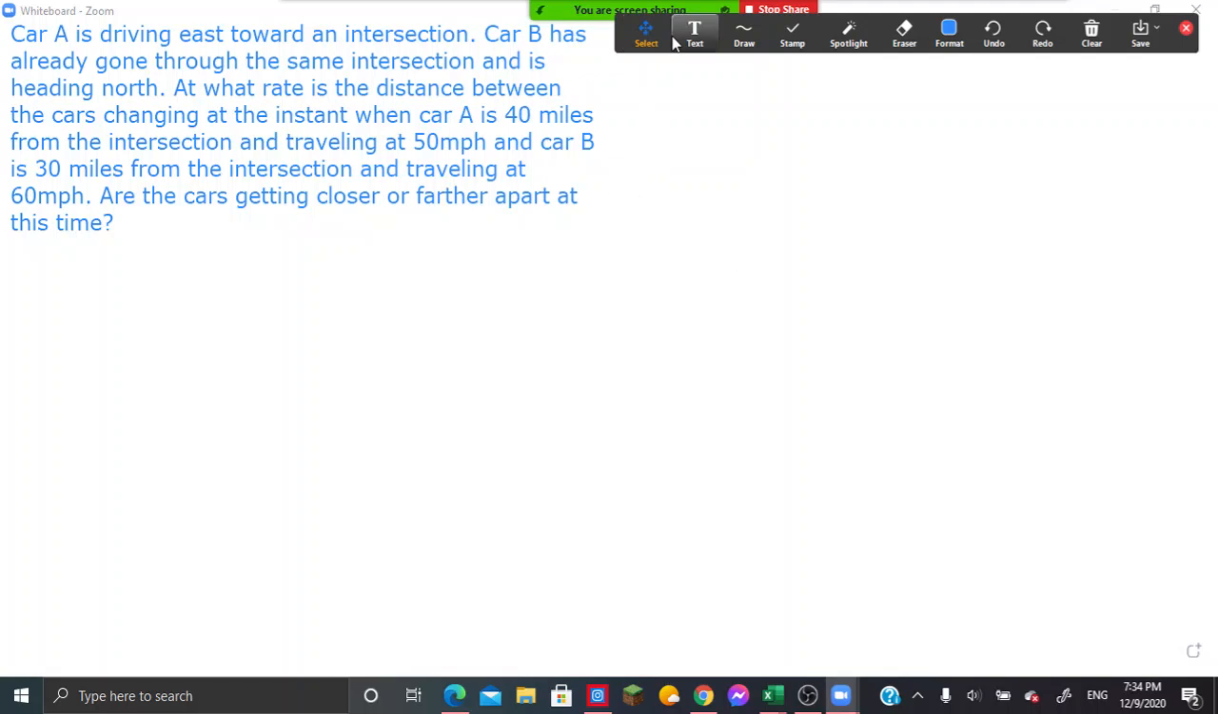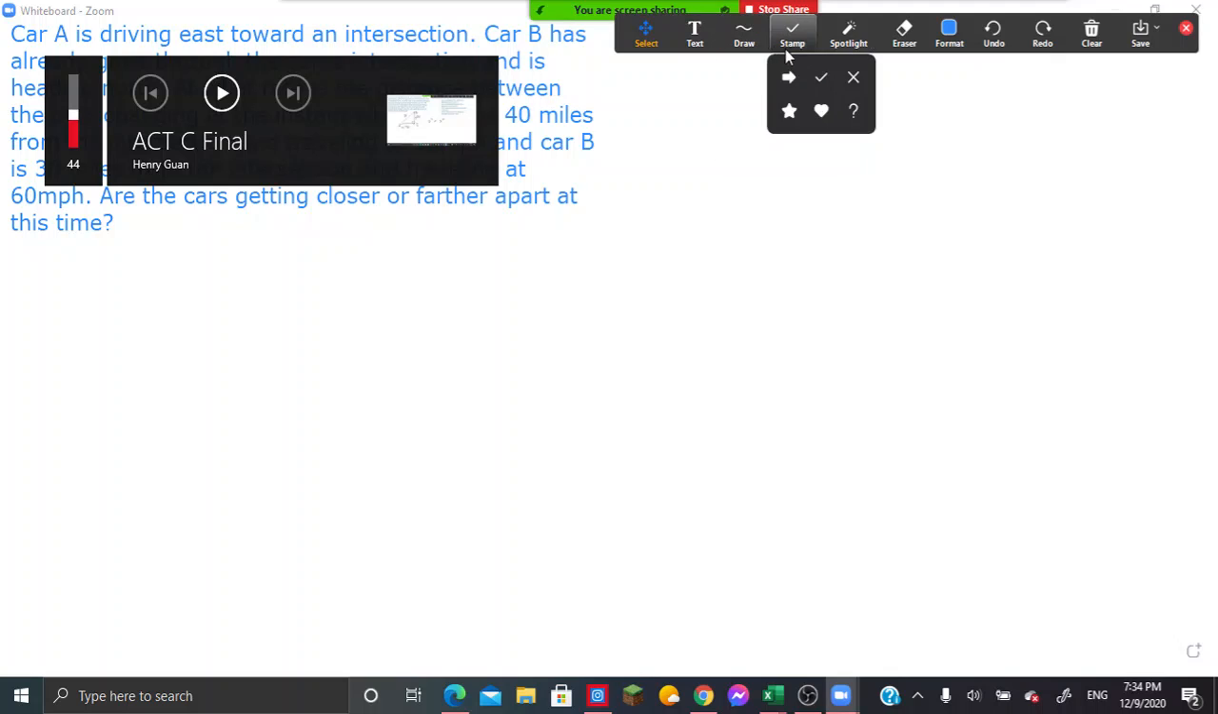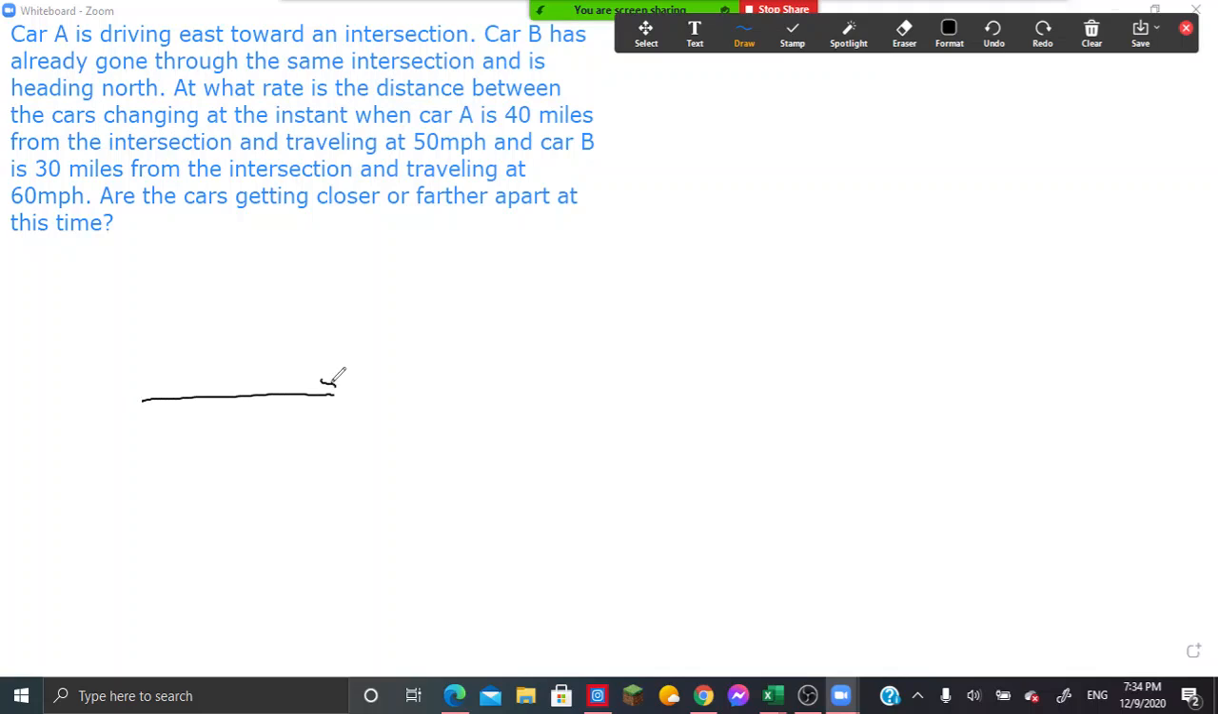The question the student brought to us is a related rates problem, where car A is driving east towards the intersection. Car B has already gone through the same intersection and is heading north. We want to know at what rate the distance between the cars is changing at the instant when car A is 40 miles from the intersection and traveling at 50 miles per hour, and when car B is 30 miles from the intersection and traveling at 60 miles per hour.